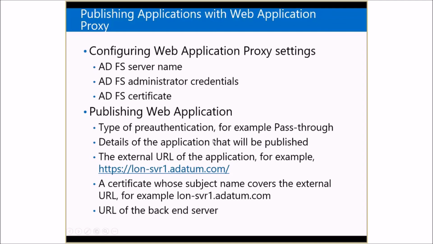What are the types of pre-authentication? For example, pass-through. We can configure these things. We can set the details of the application that will be published. We have an external URL, so on the regular DNS, we can have an external DNS name that resolves to our web application proxy. A certificate whose subject name covers the external URL, and a URL for the backend server, which is what it's publishing. Okay, so that's the end of the PowerPoint today.